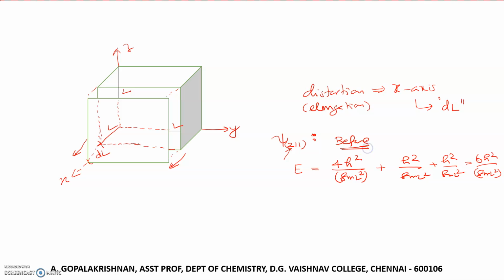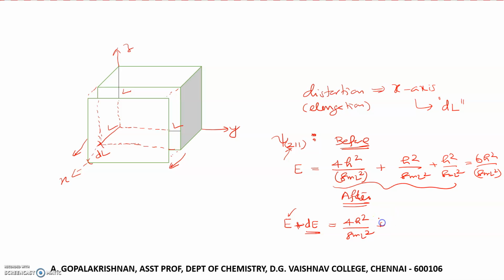Now after distortion, what will happen? I have elongated the geometry along x-axis by a small distance dl. Because of that, there will be a change in the energy of the system. If you add that change in energy to the original energy, you will get the new energy of the system. So we have to keep the original energy as such first. In the original energy, we have 4h square by 8 ml square.